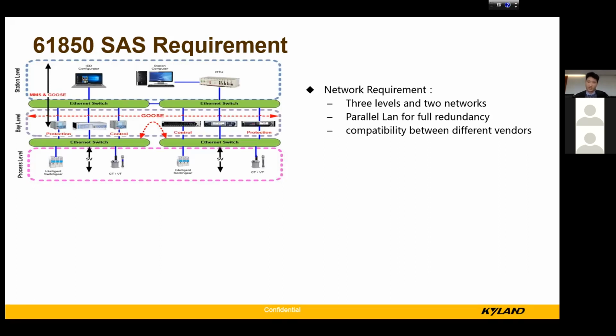And within each network, the network design should be the parallel network, LAN A and LAN B, for the full redundancy. And according to 61850, the interoperability between the different vendors should be ensured. In this way, the customers can build more flexible substations with different vendors in it.